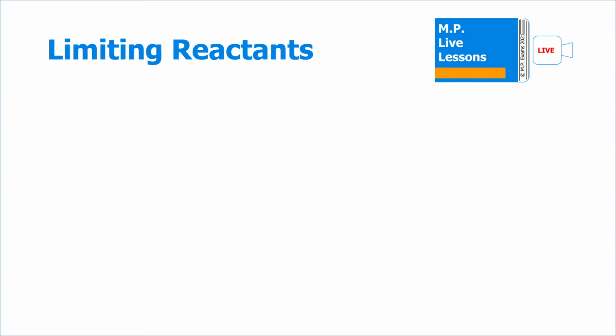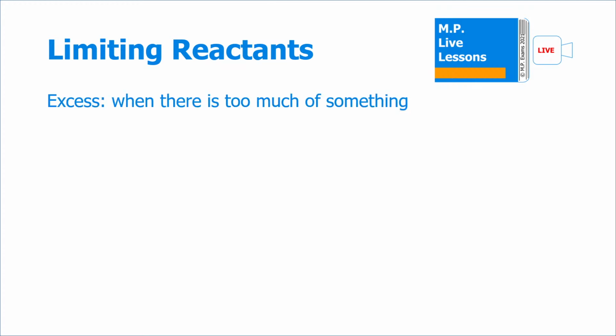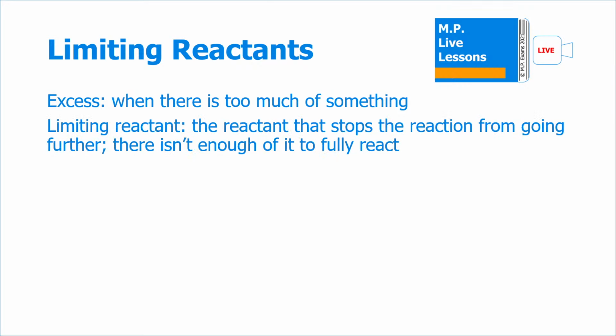Next, we need to know about limiting reactants. So we need to know a few things. If something is in excess, there's too much of it, so there's more than we need in the reaction. Whereas the limiting reactant is the opposite. So this reactant runs out first. And basically it limits the reaction because once any of the reactants run out, the reaction stops. So it stops it from happening any further.